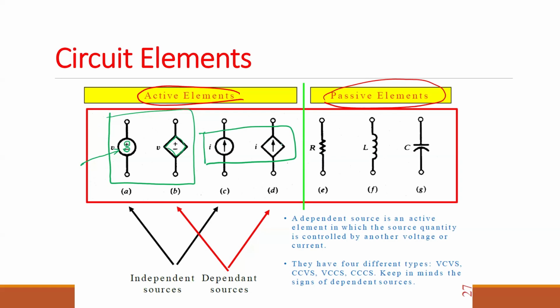Whenever you have a diamond shape, it is dependent. And these 4 elements are active elements, which supply energy. A resistor is dissipating energy, not consuming energy. Passive elements can be more than that; however, a resistor is a passive element.